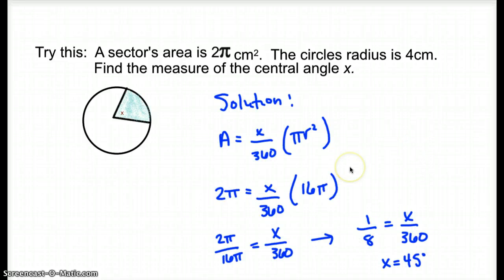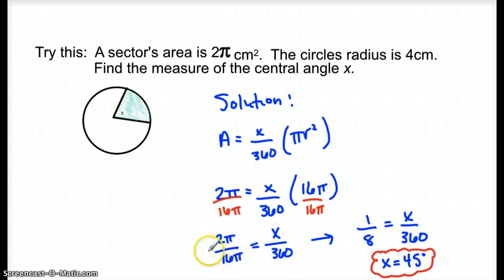Welcome back. Here's the solution. X turns out to be 45 degrees. All right, and remember, just very quickly, that the area of the sector is the central angle divided by 360 multiplied by the area of the circle itself. So if we plug in all of our known values, here I actually divided both sides by 16 pi to get to my next step here. So I have 2 pi over 16 pi equals x over 360. The left-hand side of this equation reduces down to 1/8. So you have 1/8 equals x over 360. Solve that, you end up with 45 degrees.